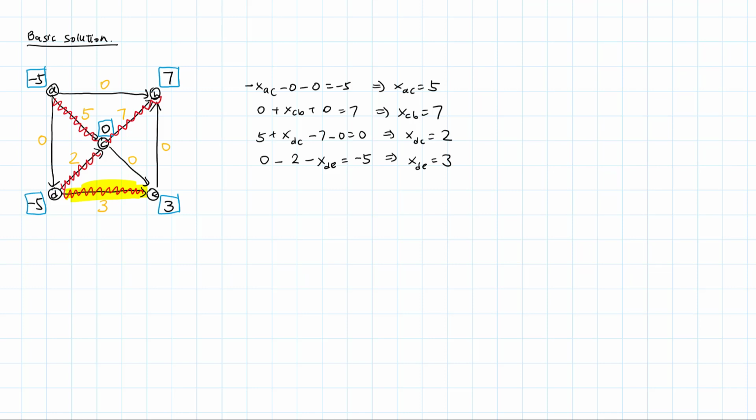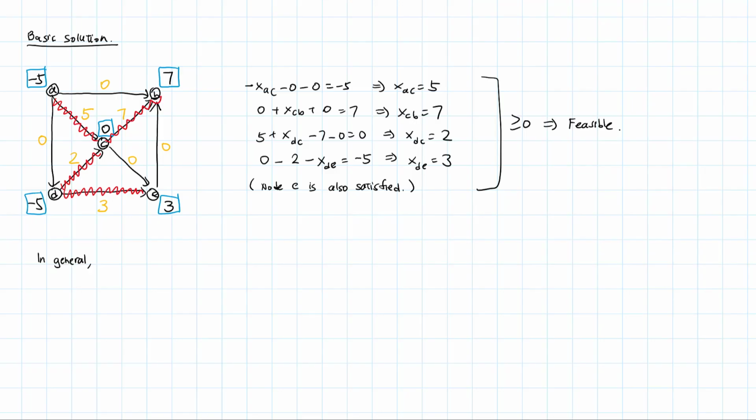Notice that the constraint at node E is not used to determine any of the flow values. That's because that constraint is really redundant. But we can quickly check that node E is also satisfied. So we have our basic solution here. Now we see that all the flow values are non-negative, so that makes this a feasible solution as well.